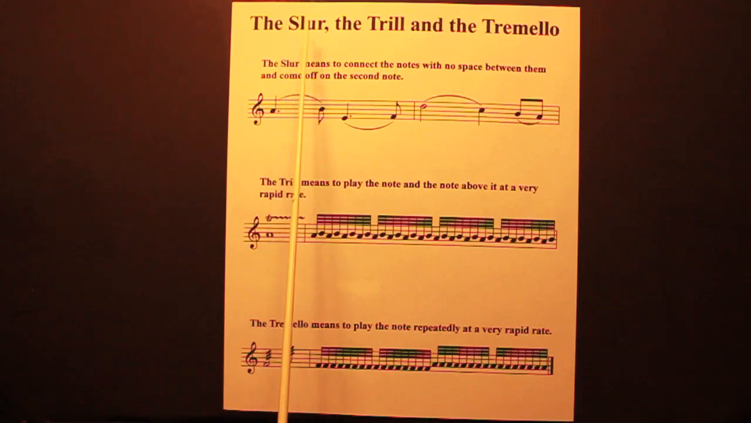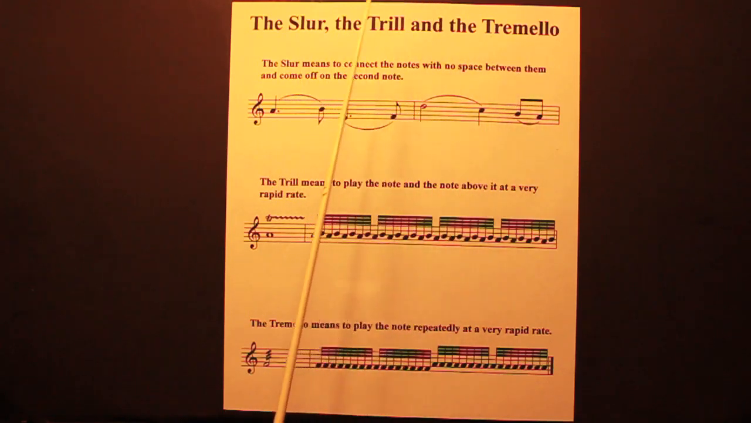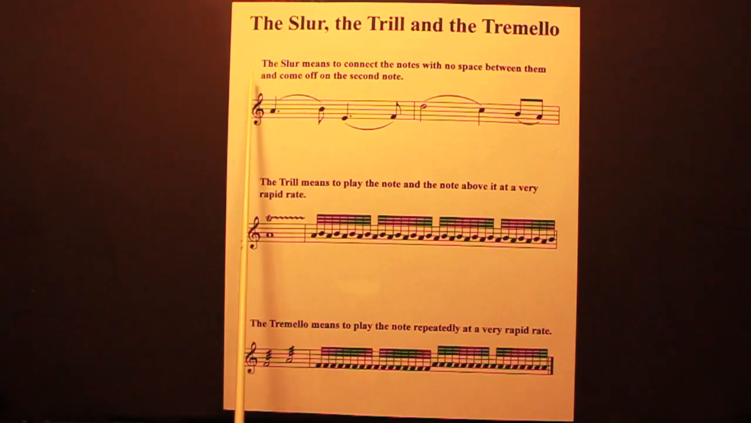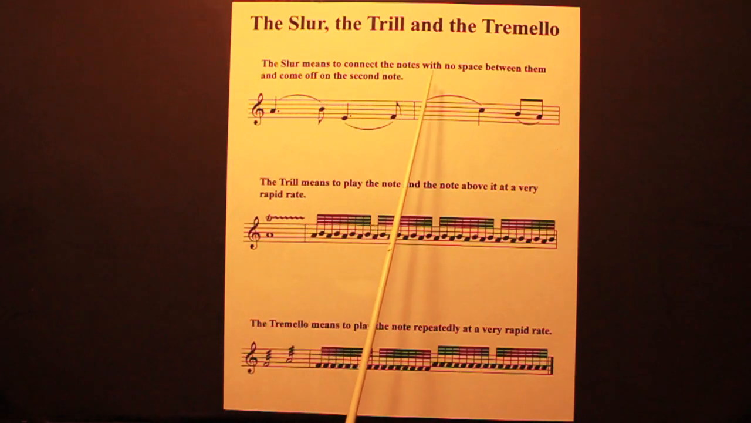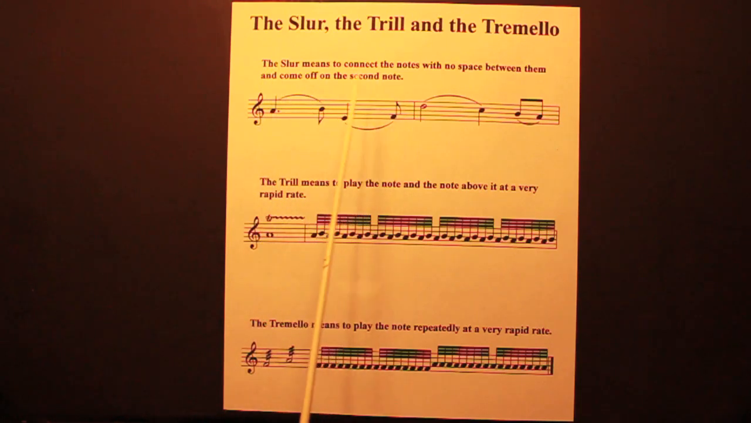The slur, the trill, and the tremolo. The slur means to connect the notes with no space between them and come off on the second note. You connect these 2 notes. They're different notes. It's not a tie, it's a slur. It just means that you keep the notes sustained.